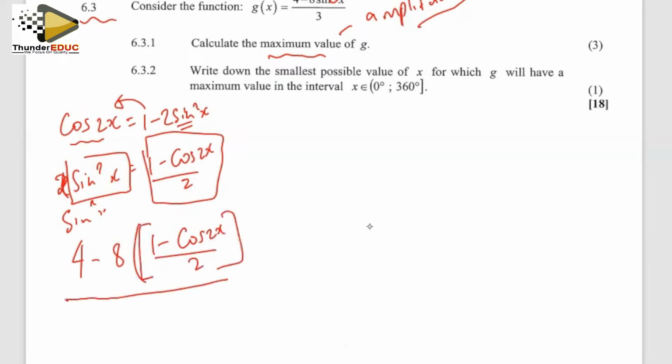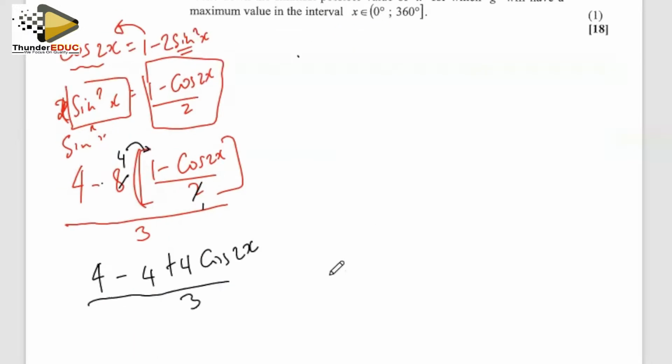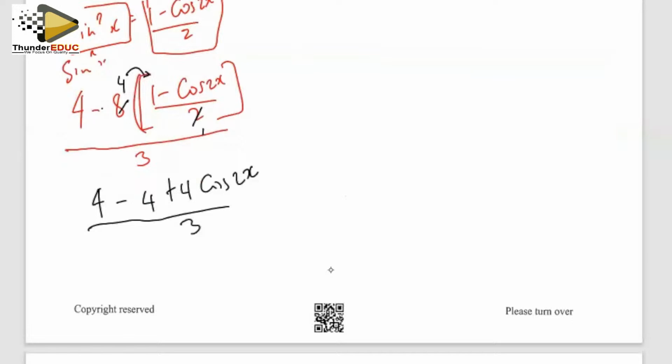This whole thing is over 3. Then these 2 can reduce the 8. So by 2 is 1, by 2 I have a 4. Open up that: 4 minus 4. Then this negative one, that I'll have a positive 4 cos 2x. Everything is over 3. Then we know that this is going to cancel that. So which means it's just 4 cos 2x over 3.